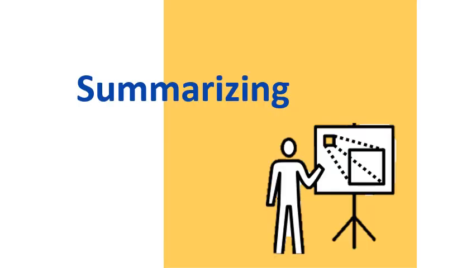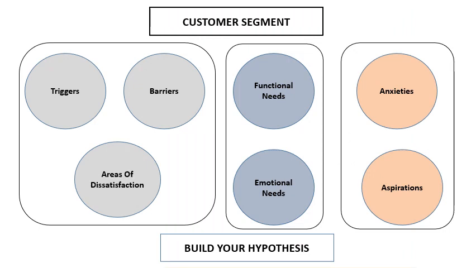So summarizing what we learned today, very simply: to understand consumer needs, you need to understand these three buckets. One is trigger, barrier, and lapsing, which I am calling areas of dissatisfaction. Classify the functional and emotional needs. We discussed how you can go about it. And finally, understand that human being. Understand his or her anxieties, understand his or her aspirations. Once you have done all of these, that is when you can build a hypothesis. And you can just write it on a piece of paper, which we call a concept.